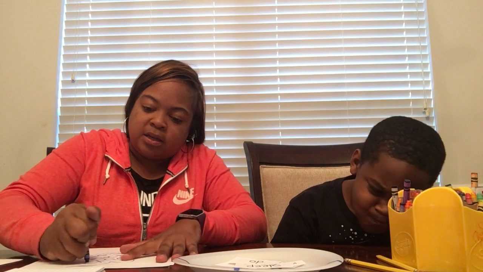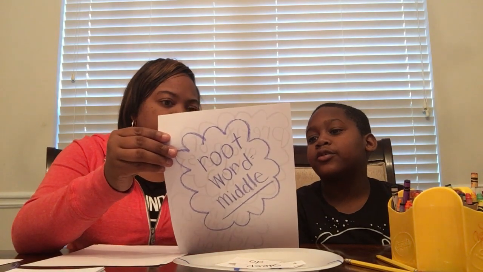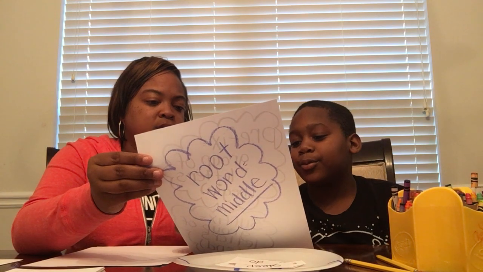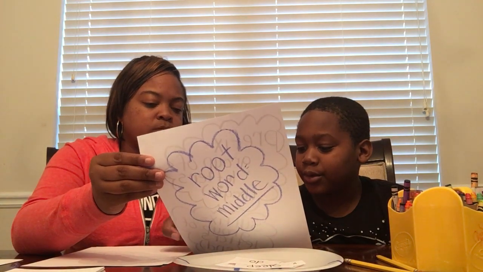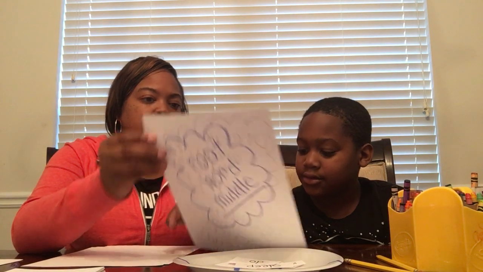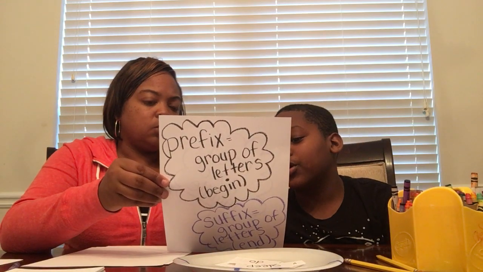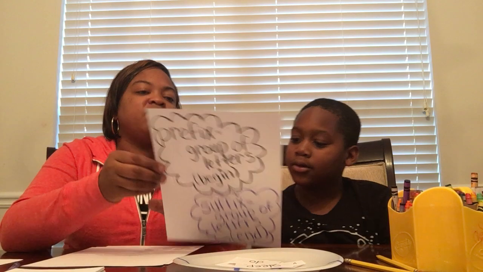Now, you're going to use right here what I just created, some notes for you. These notes are going to be used to guide you as you create these different words. So look at this here, Cameron, and go ahead and read the notes that I have for you. Prefix, group of letters, begin. Right. Suffix, group of letters, end. All right, and then we have? Root words, middle. Very good.